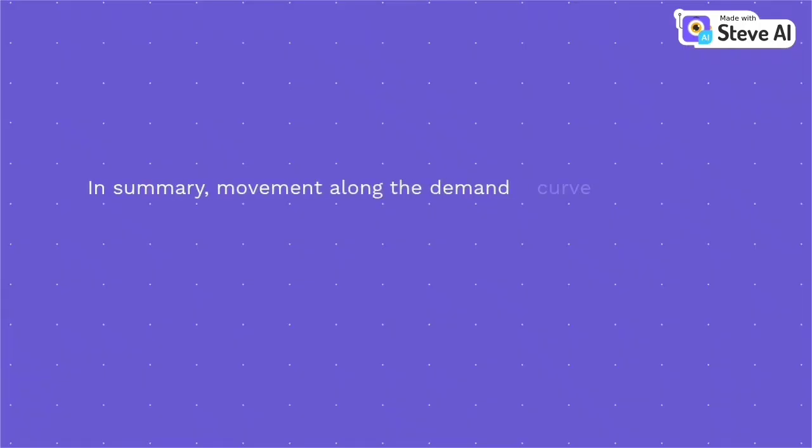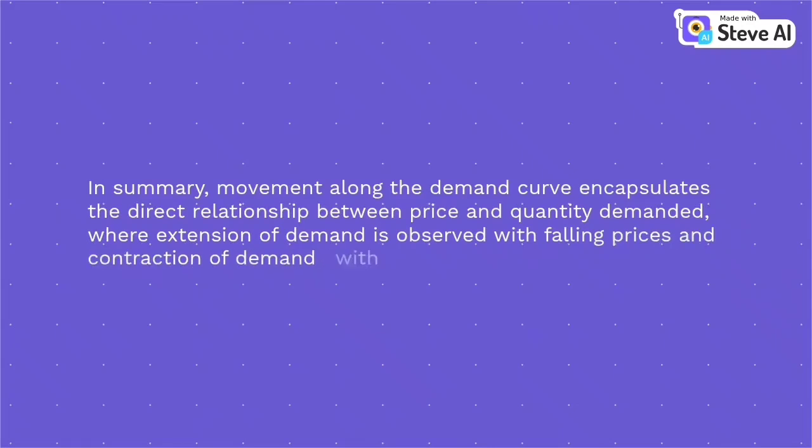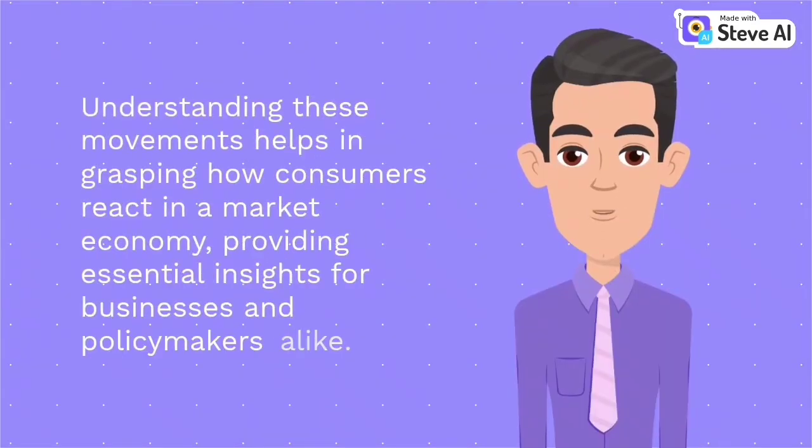In summary, movement along the demand curve encapsulates the direct relationship between price and quantity demanded, where extension of demand is observed with falling prices and contraction of demand with rising prices. Understanding these movements helps in grasping how consumers react in a market economy, providing essential insights for businesses and policymakers alike.